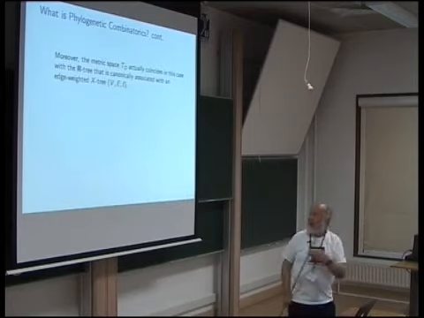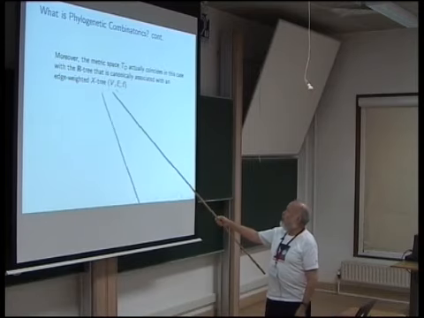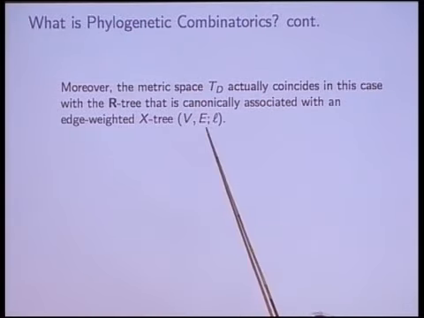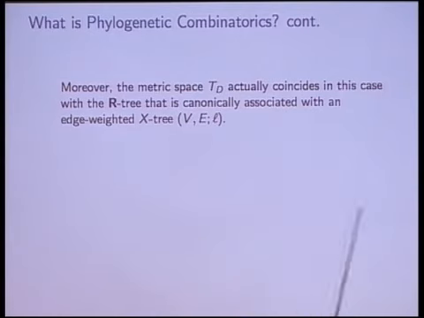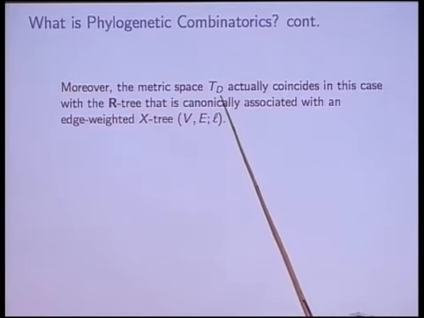Moreover, the metric space TD actually coincides in this case with the R-tree that is canonically associated with an edge-weighted X-tree. I told you if you have an edge-weighted X-tree, if you take any point on any edge, there is a distance from this point to any other point on that tree if you draw it. So this really gives you the R-tree, and this R-tree that you get from this is just the same as this one.